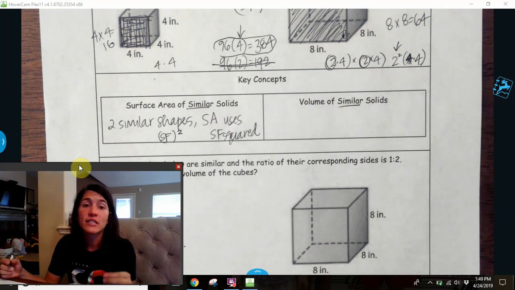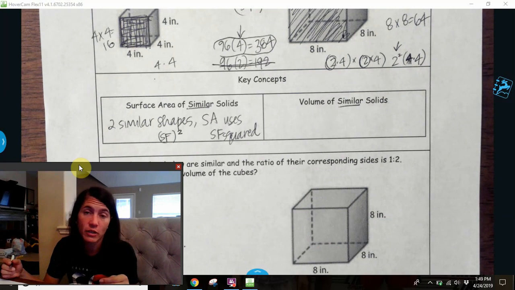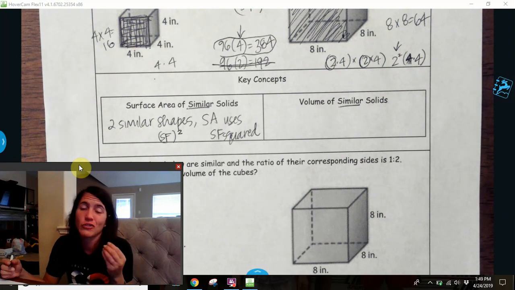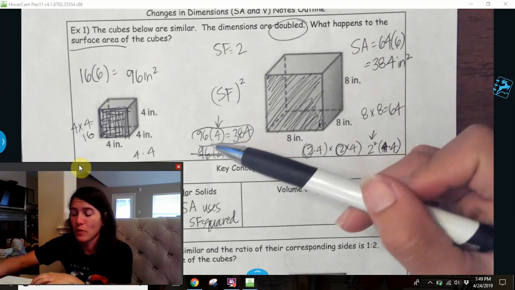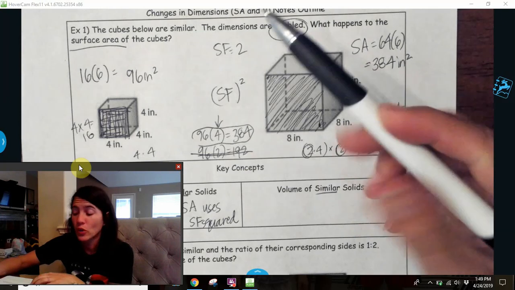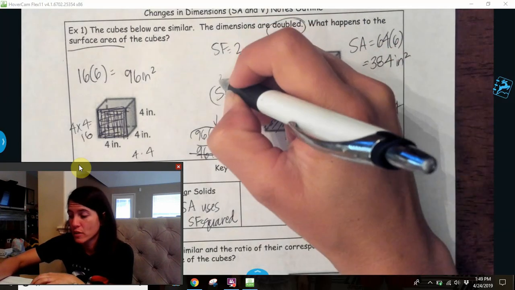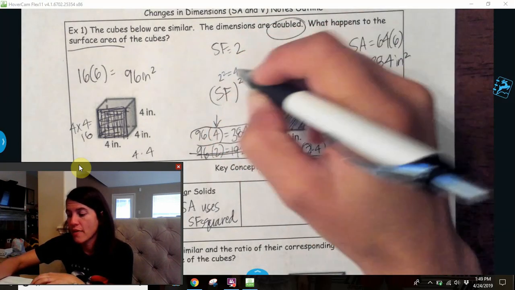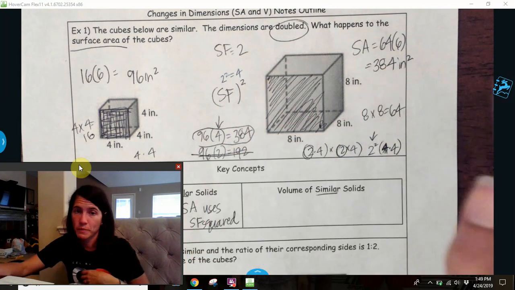So again, if it's surface area, very similar to area we already did, you take the scale factor and you square it. And that's an example right here. The scale factor was 2, so we did 2 squared. And then that was 96 times 4.